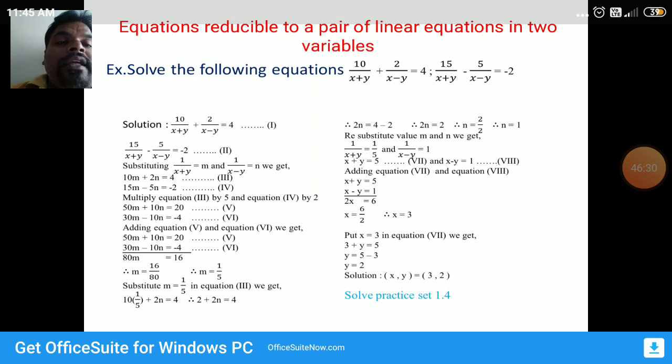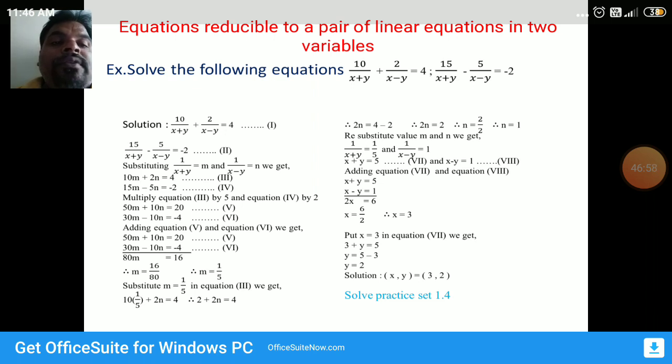Now adding these two equations 7 and 8, you get x plus y is equal to 5, x minus y is equal to 1. Now adding these two equations, x plus x is 2x, and y minus y gets cancelled. Now 5 plus 1 is equal to 6. Therefore, x is equal to 6 upon 2. Therefore, x is equal to 3.